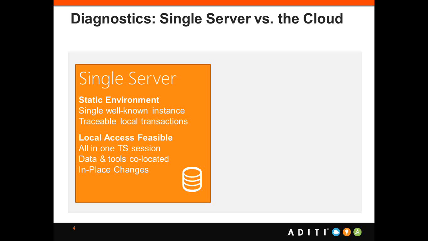There are traceable local transactions. What it means is the machine is going to be the same machine. It is going to have the hard disk and hard drive mapped, and whatever information you have is going to be constant. Local access is feasible. It might be local or remote access, but the tools which we need to get the information from this machine and the data are co-located. They can be on the same environment, the same machine. And you can very well do in-place changes in your monitoring information as you want.